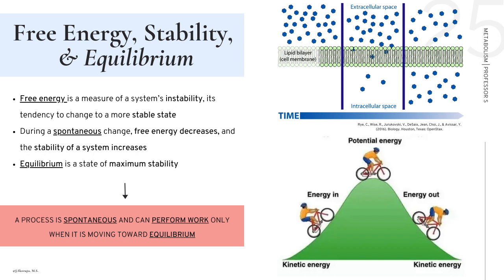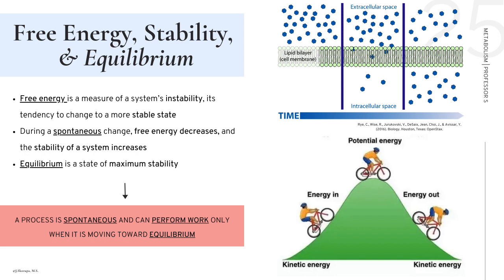Everything wants to reach equilibrium. If left alone, things will reach equilibrium. When you die, your body reaches equilibrium. It takes energy, lots of energy, for organisms not to reach equilibrium. Remember, homeostasis is not equilibrium. Equilibrium is a state of maximum stability.